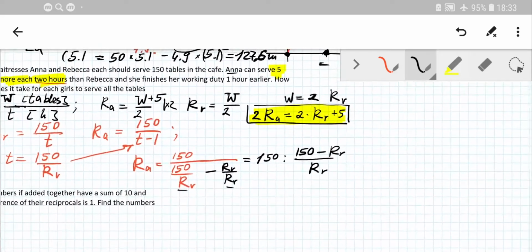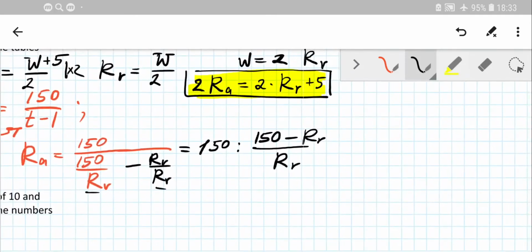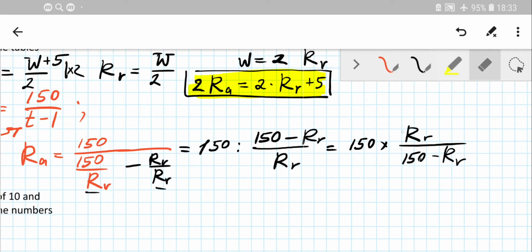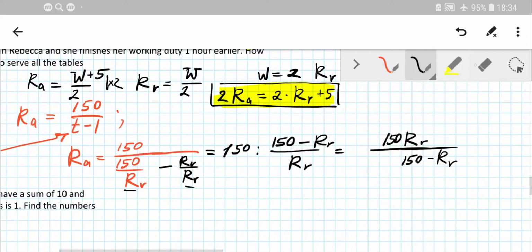But when I'm dividing a number by a fraction, what am I supposed to do? I'm supposed to multiply 150 by the reciprocal fraction. That's what I'm going to do now. So that's Rebecca rate over 150 minus rate, and 150 goes here on top. So I've got 150 Rebecca rate over 150 minus Rebecca rate. Now this is equal to Anna rate.